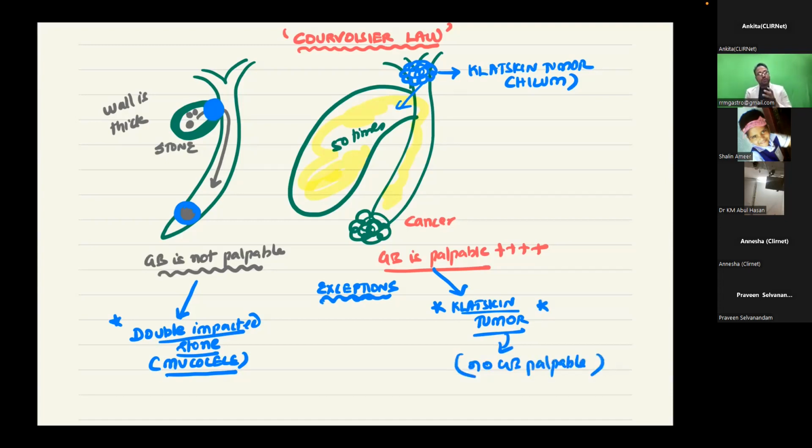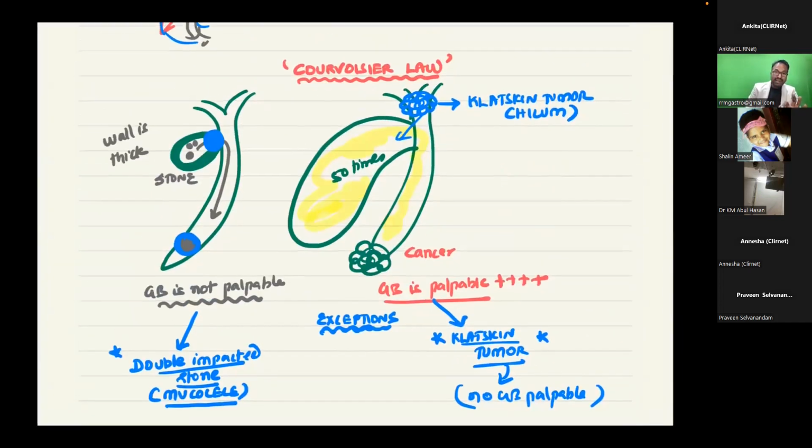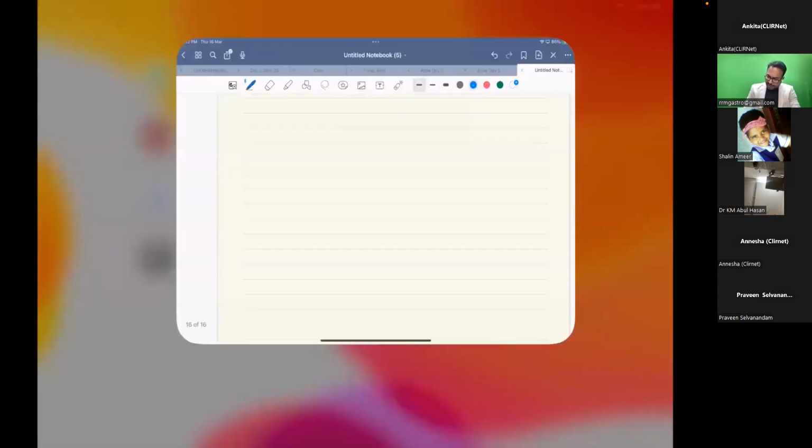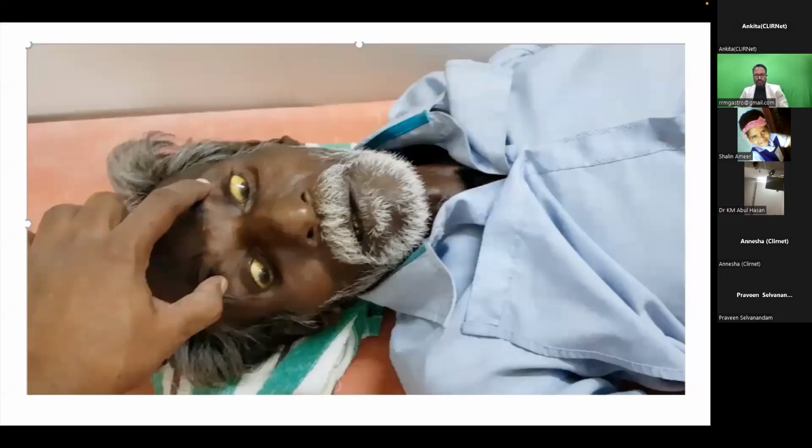This is known as Courvoisier law. Please don't forget Courvoisier law. This is a high yield topic for your exam. So Courvoisier law will definitely be asked in your exam. And what are the other things you should see in a clinical examination? So let me show you. These are the various things you should see in a clinical examination.